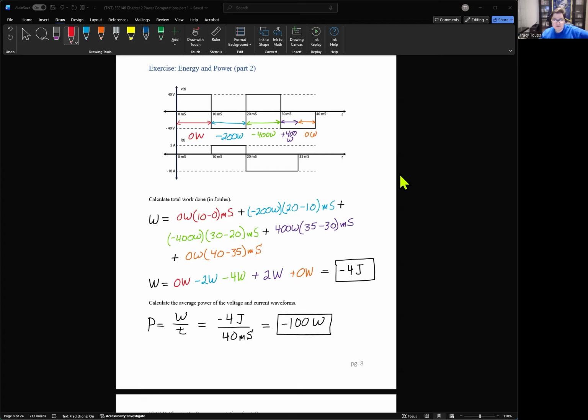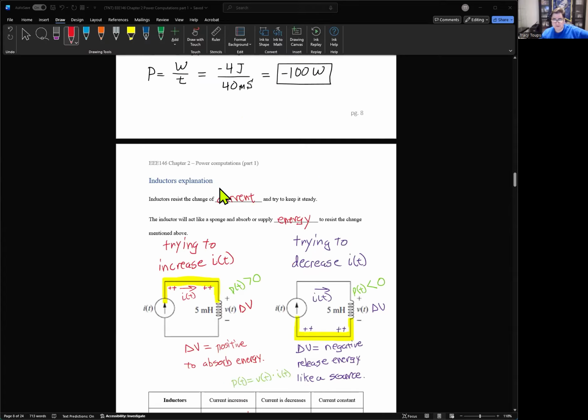Okay. So I just wanted to give you an exercise, show you how the math is done, a little different from the example I showed you.